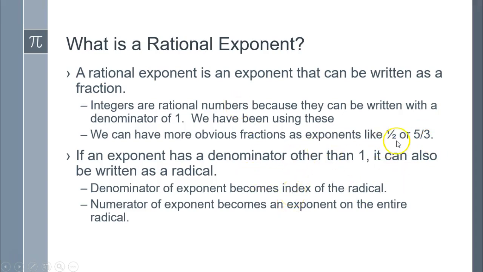So an exponent that has a 2 on the bottom basically involves a square root at some point. A 3 on the bottom means it's involving a cube root at some point. The numerator becomes an exponent on the radical. So for 5/3 as an exponent, you take the cube root of what's inside, or what the exponent is touching, and then you raise it to the 5th power.